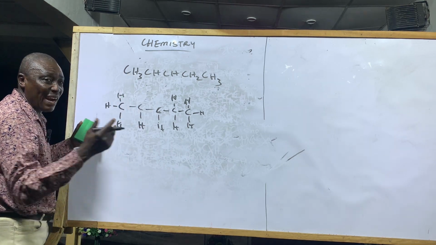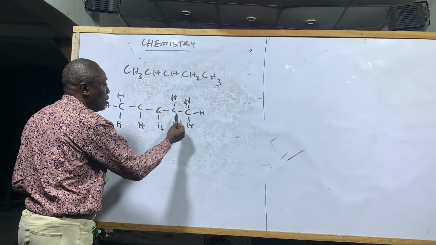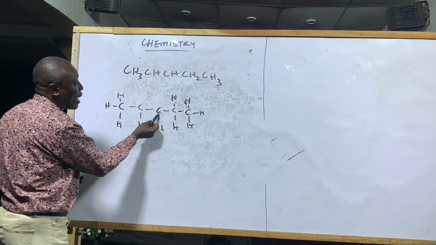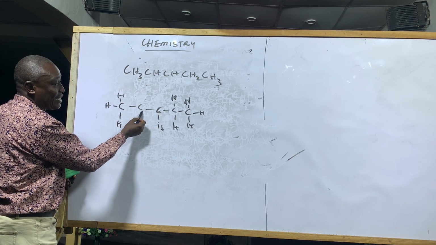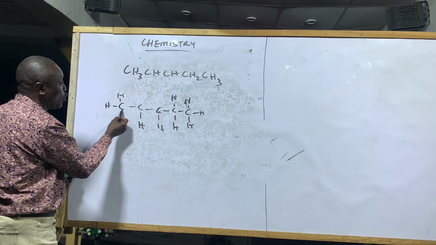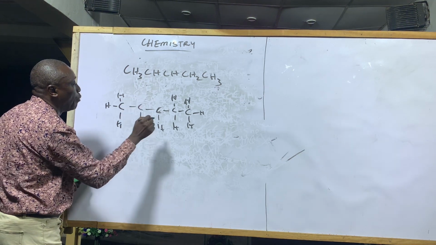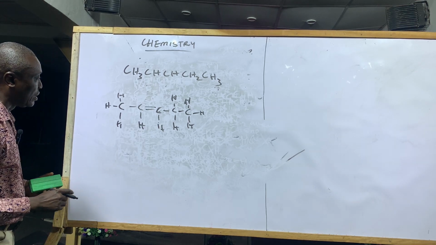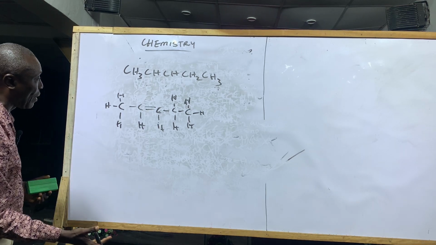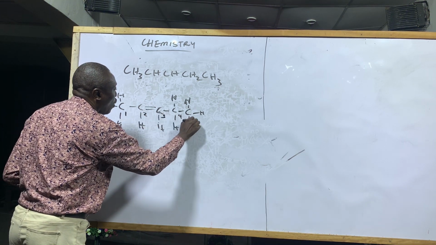So now it is very easy for you to locate where the double bond is, because the number of bonds on this carbon is 4, the number of bonds on this carbon is 4, while the number of bonds on this carbon is 3, and on this carbon is 3. So definitely it means that the double bond will be in this particular position. Now you can name the compound. 1, 2, 3, 4, 5.